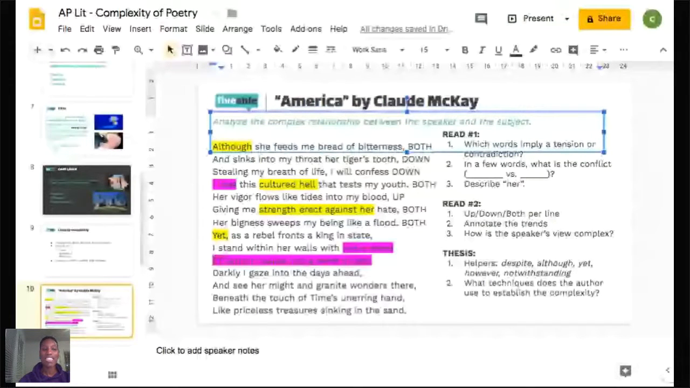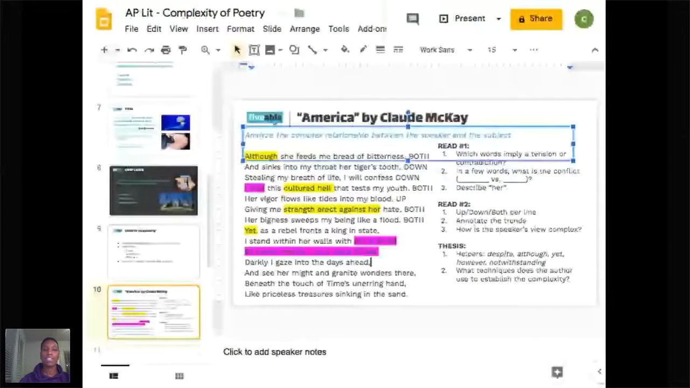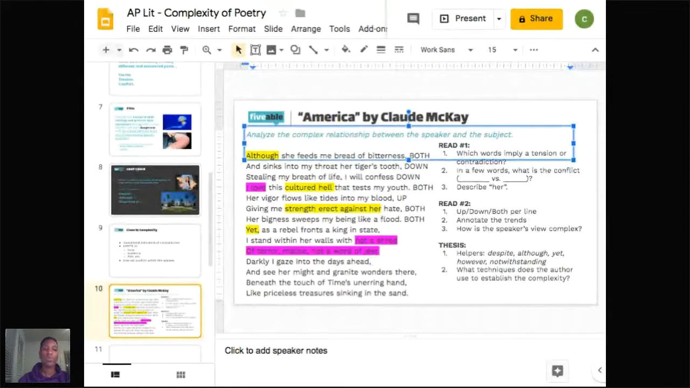Okay, so: "darkly I gaze into the days ahead and see her might and granite wonders there." What are granite wonders? What kinds of things does America have that might be considered granite wonders? Just a little bit of context: this poem was written in the 1910s, early 1920s. And if you know any architecture history, what kinds of things might be granite wonders, either natural or man-made?